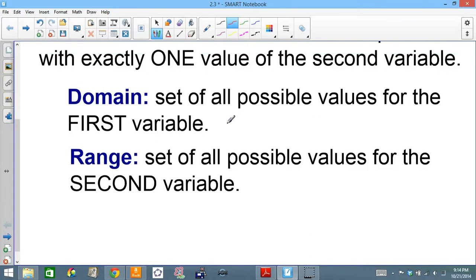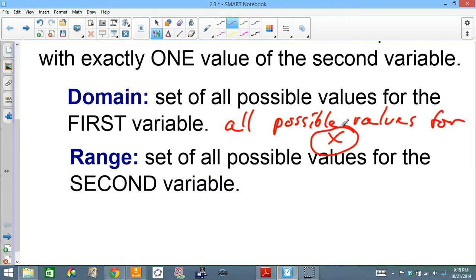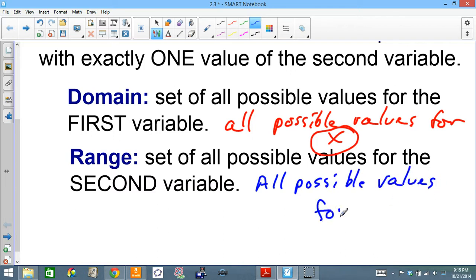Another nice way to think about this to start with: a domain is all possible values for x, okay? And the range is all possible values for y. If you think about that, domain is x, range is y. To start with, that'll help you a lot, okay?